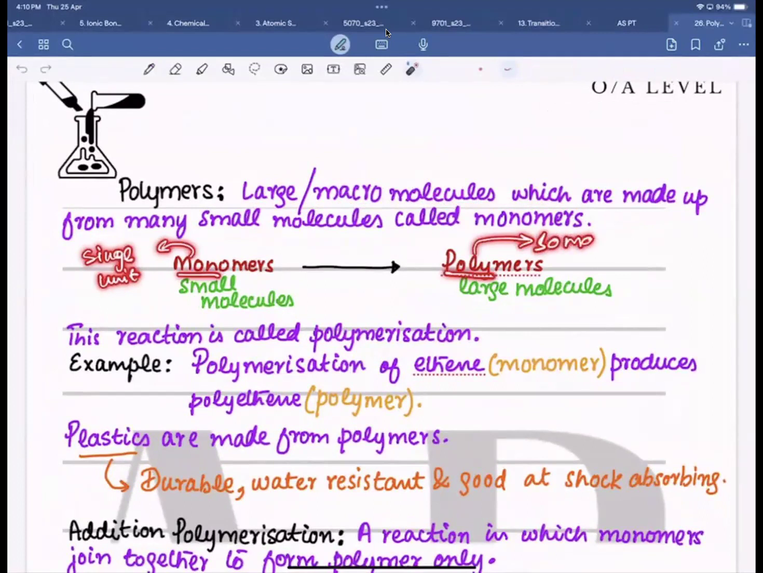So this makes you understand that there are so many single units, and all of these units join together to form one large, big macromolecule called a polymer. Is this understandable to all of you?